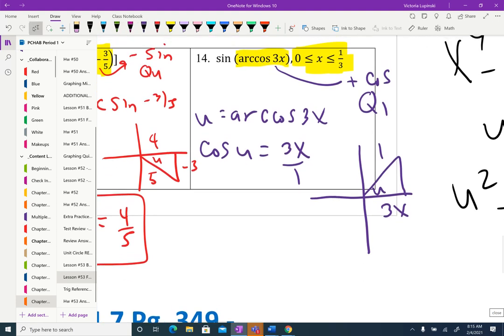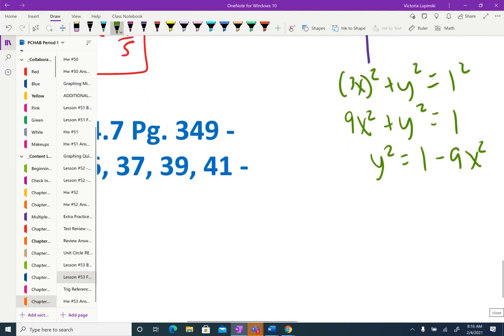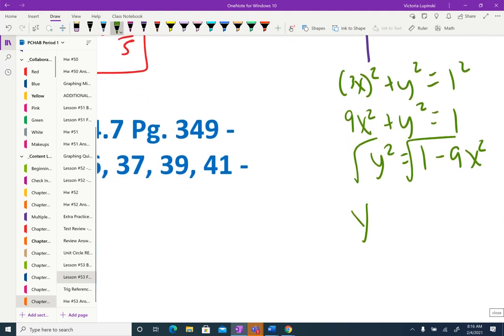You have to find the third side. So if I just call the third side y, Pythagorean theorem says 3x squared plus y squared would be equal to 1 squared, which means that 9x squared plus y squared is equal to 1, which means that y squared is equal to 1 minus 9x squared, which means to get the value of the side, you would take the square root. Normally, whenever you take a square root, it's plus or minus. Because you're in quadrant 1, it's going to be the positive.